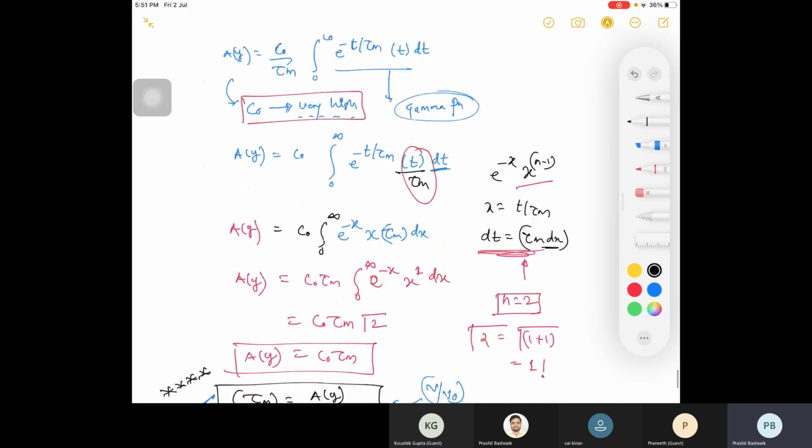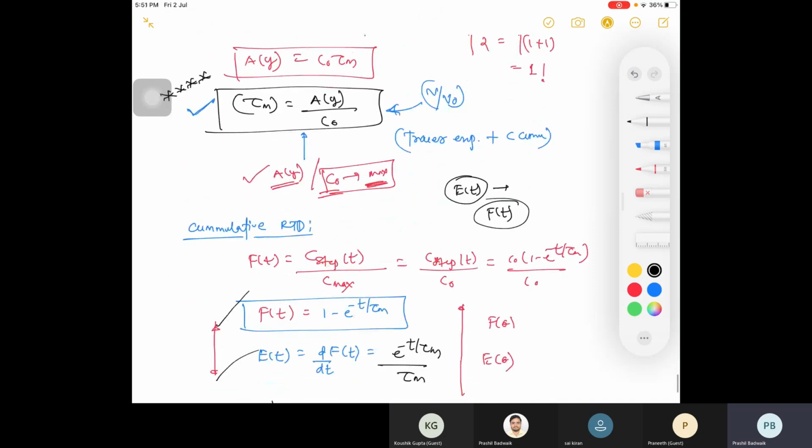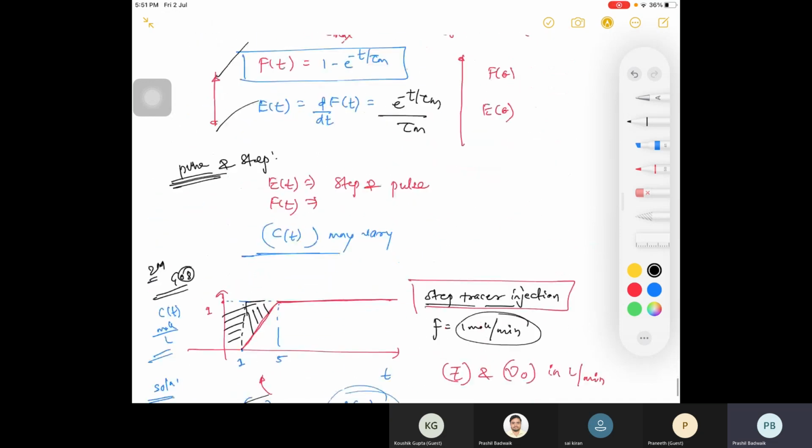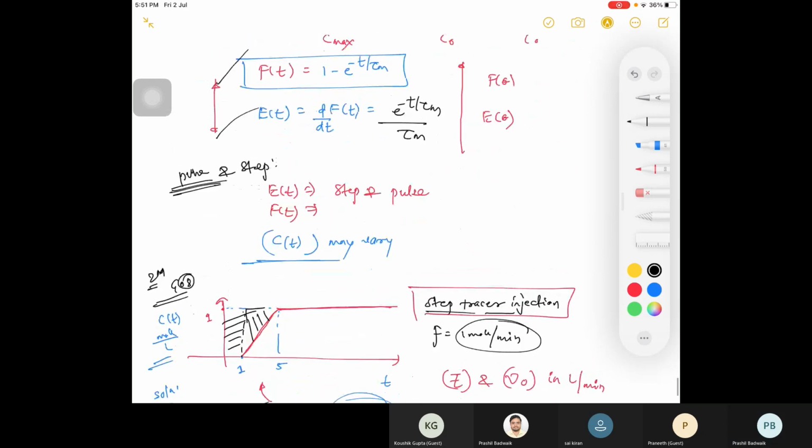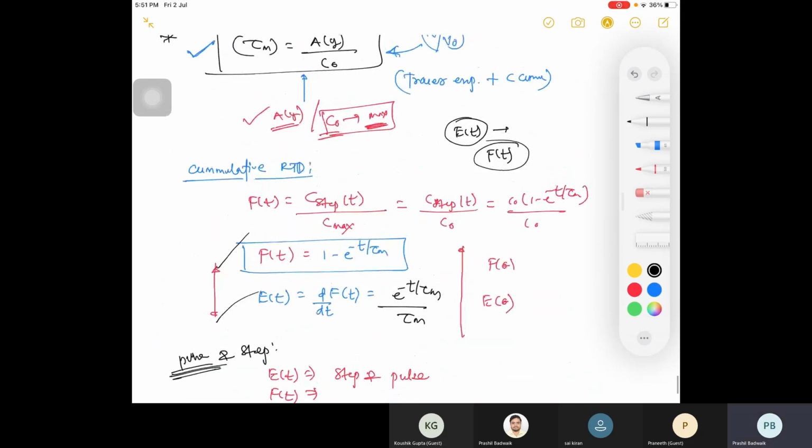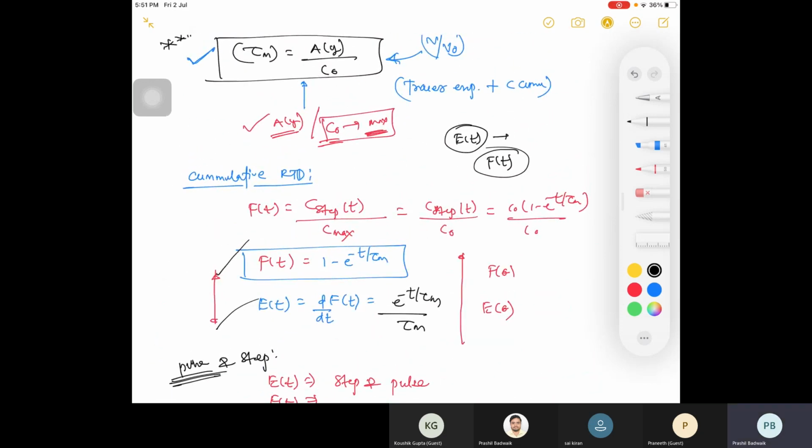Then we moved on to the next topic, which we will cover in today's class. We had one topic left.